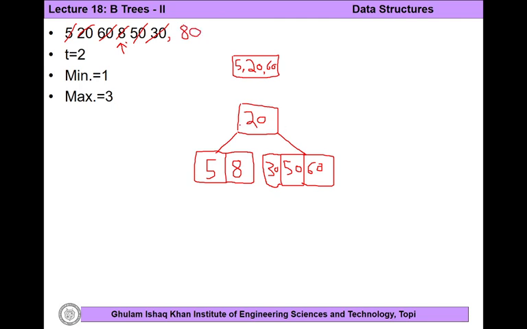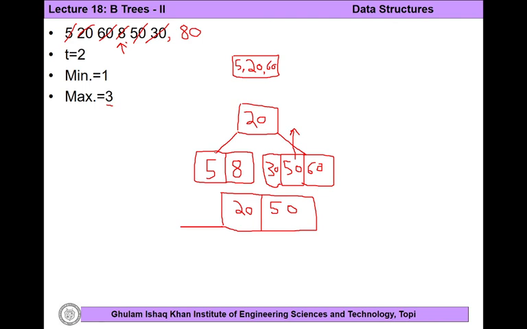Now we come here, and 80 is greater than 20, so we go to the right, but this node is now full because it has 3 keys. So we'll be splitting it. We'll move this 50 up. Now this 50 will come here, right? And this becomes a new node.